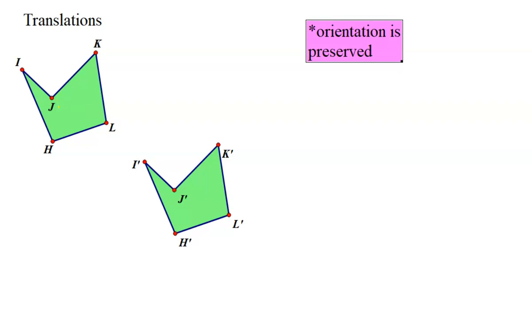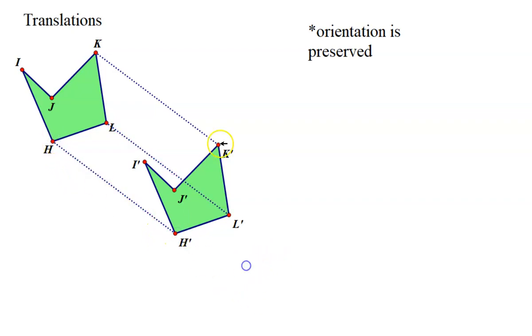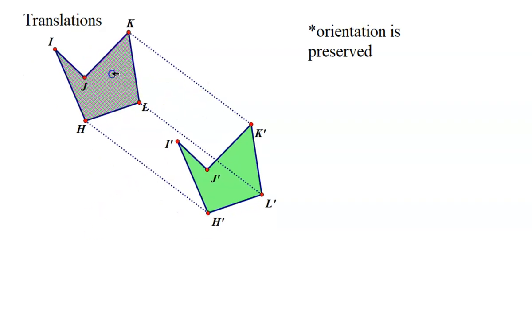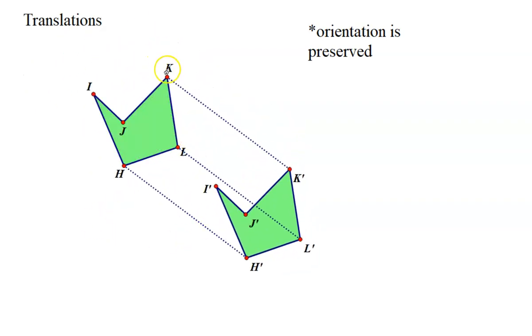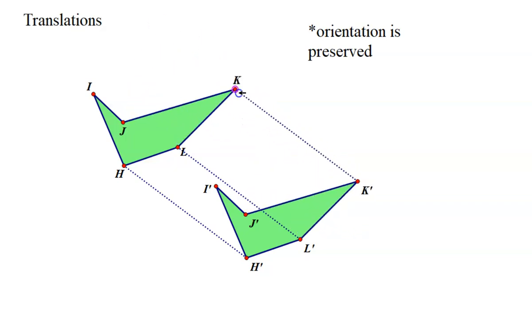The next thing I want for you to notice about this is when I move from K to K prime, or from L to L prime, when I move from any point to its image, each of those paths is going to be parallel to each other. From L to L prime, or from H to H prime, I'm always moving in such a way that all those paths are parallel. Change my figure, and they still will be.